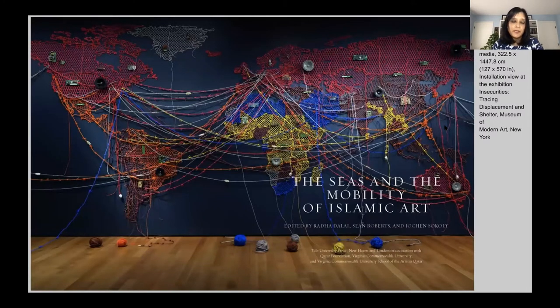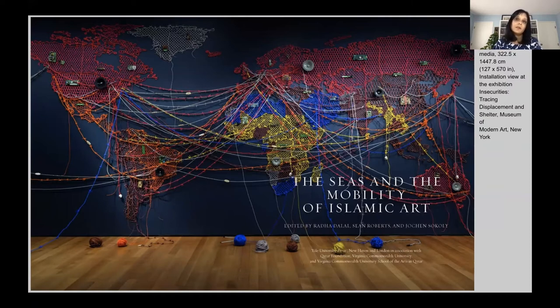And so what you're seeing here, the image on the screen, is actually the frontispiece of the book itself. But we chose this particular image, which is an installation at MoMA in New York, the Museum of Modern Art, from 2016. There are different versions of the Woven Chronicle by Reena Saini Kallat. And this one clearly, of course, shows the Mercator projection of the world map on the wall.